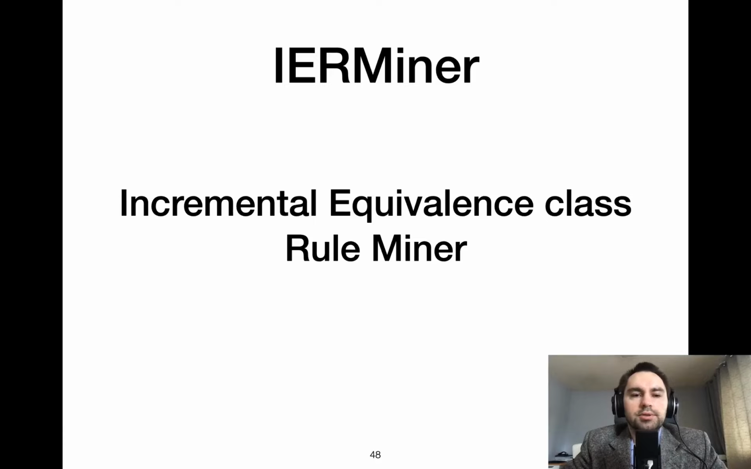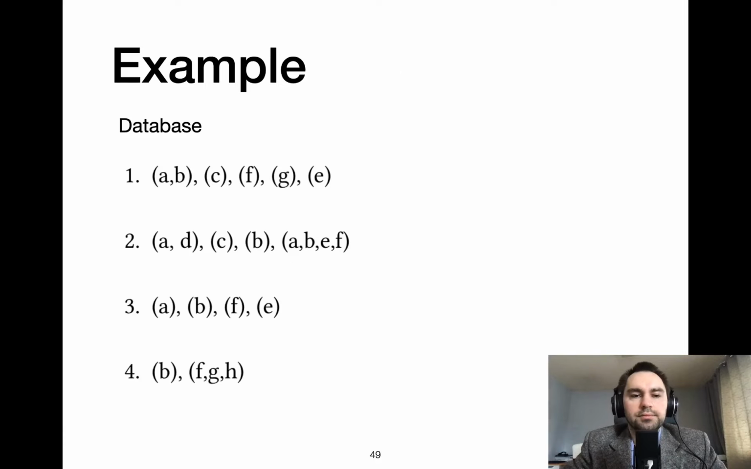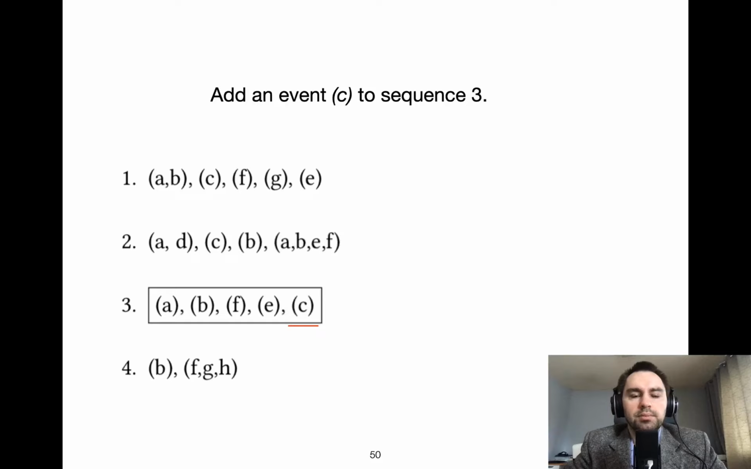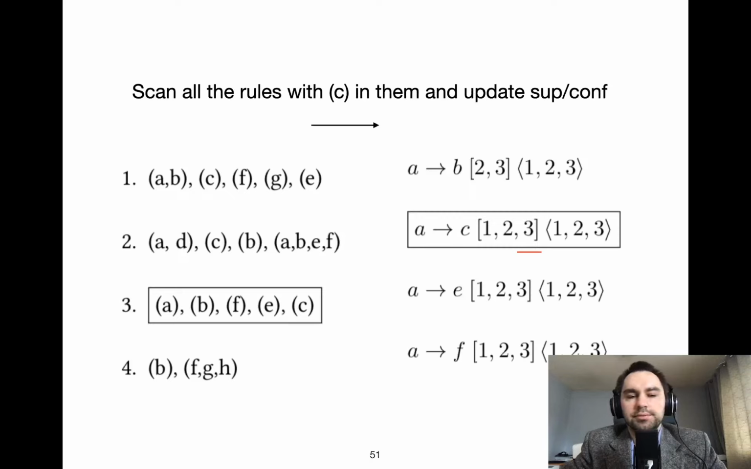So our algorithm is IERMiner, incremental equivalence class rule miner. And let's go through an example. Here is the same database of sequences, but in this case we're just going to add one event to the sequence number 3. So we're going to add event C to this sequence. We're not changing anything else except just this.